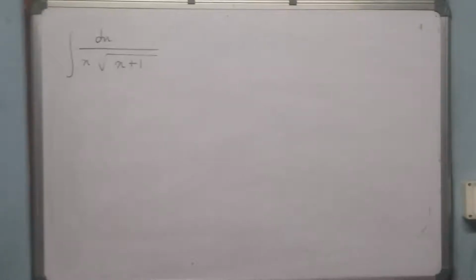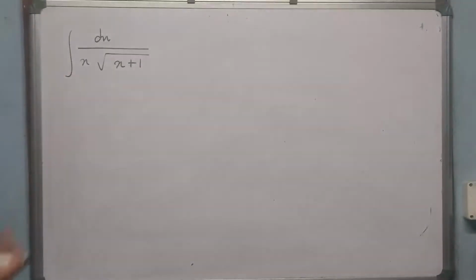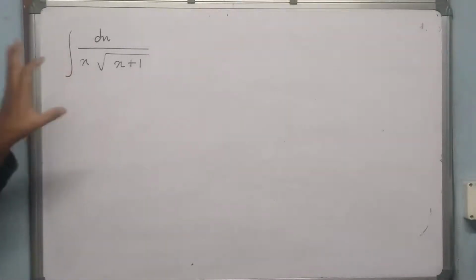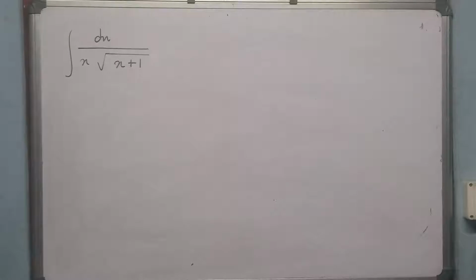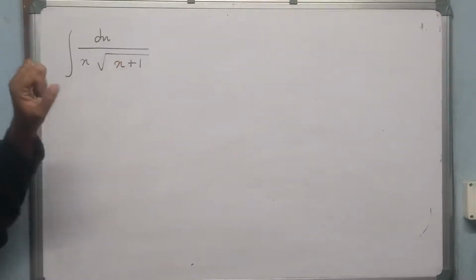Now the question is integration dx over x under root x plus 1. This is also a substitution form of integration that you have to use. How are you going to tackle such kind of integration? Just remember these things, they are very, very important for the examination. Linear, under root linear: x is linear, and the quantity under root is linear.